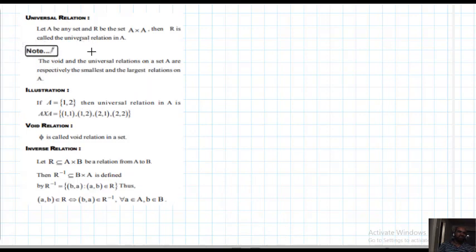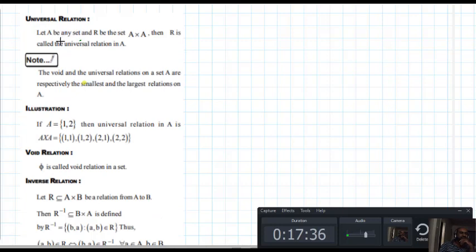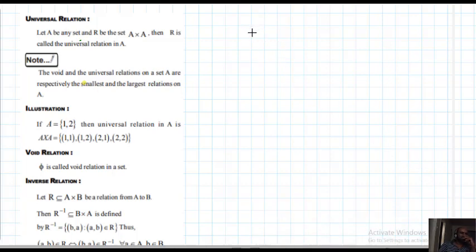Okay, universal relation. Just now explained. A cross A is called universal relation. Students, universal relation: let A be any set and capital R be the set A cross A. Then R is called the universal relation in A. Just now explained, A cross B is also a universal relation. Like that, A cross A is a universal relation. The void and the universal relation are respectively the smallest and largest relations on a set. This also explained. Illustrations.